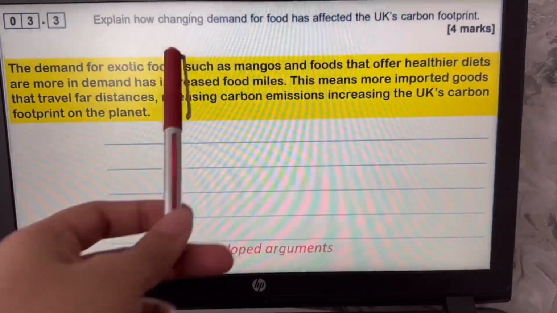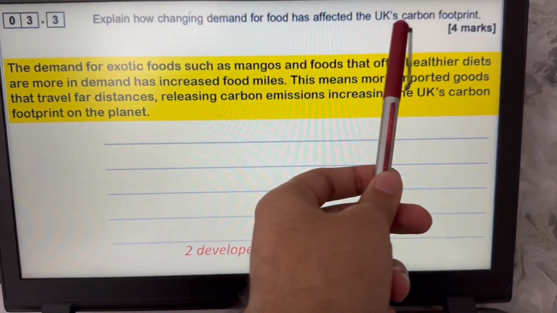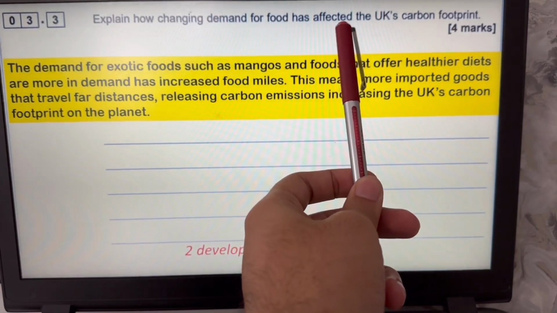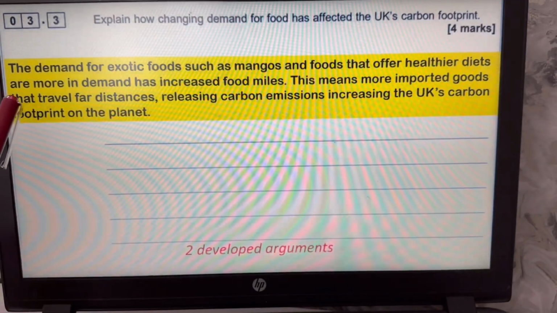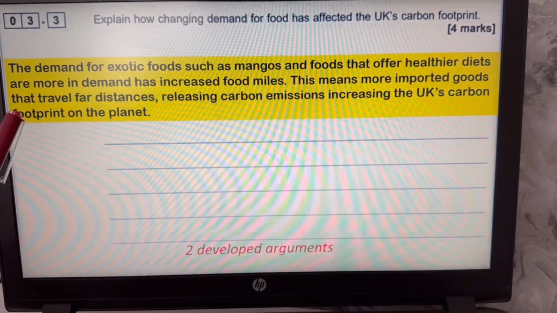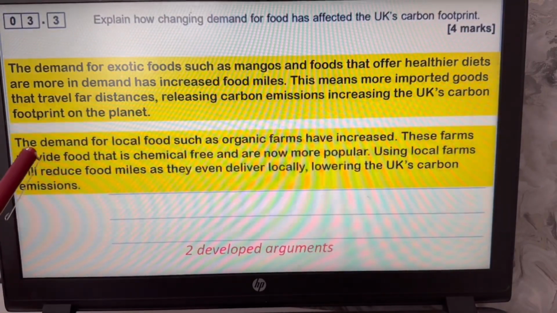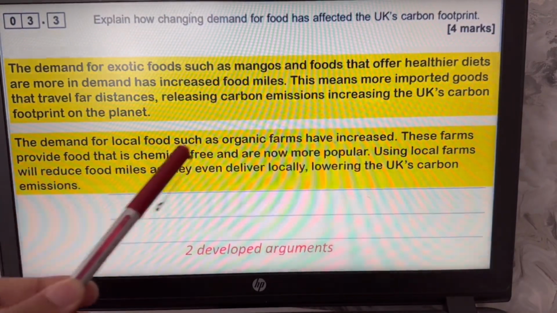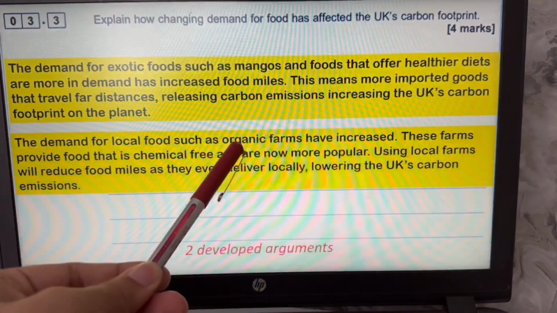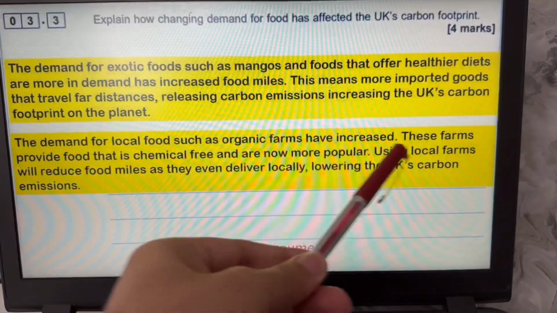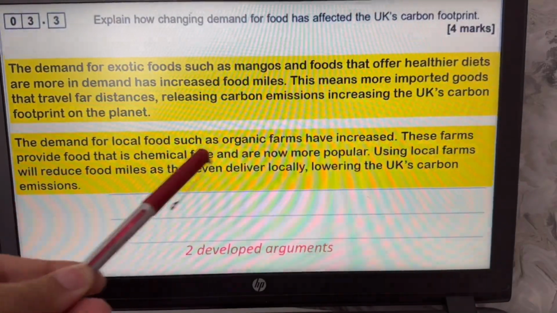Now, you can see in the question that it says, how has it affected the UK's carbon footprint? You automatically may assume that you have to say the negative things. That seems negative, like, oh yeah, more food miles and therefore more CO2. But look at this positive argument, that the demand for local food, such as from organic farms, has also increased. That's a good thing, because you could argue these farms provide food that is chemical free, and that's becoming more popular.